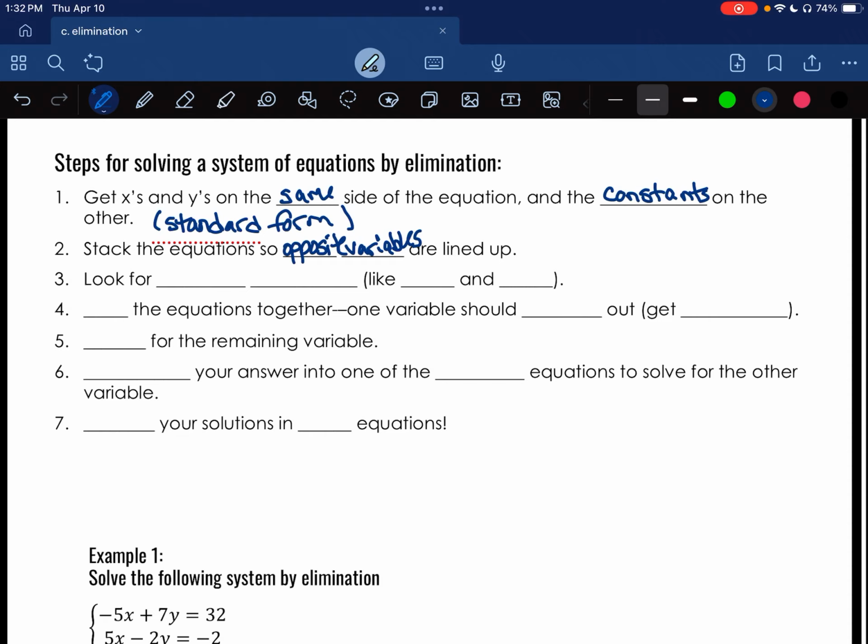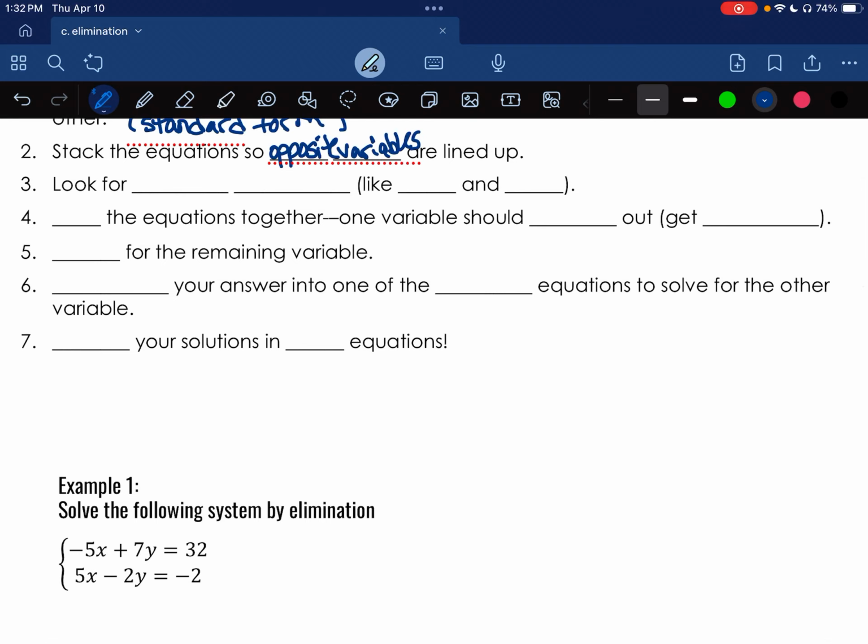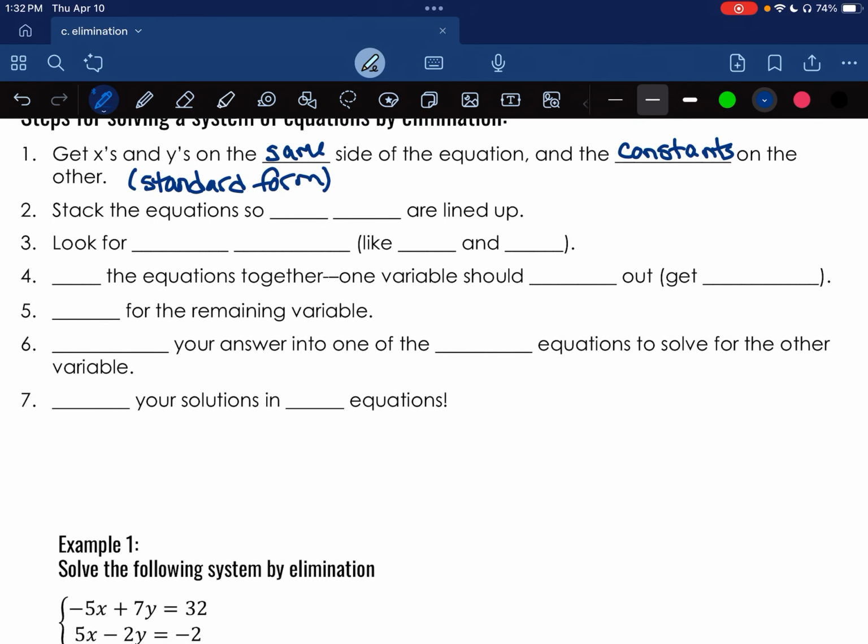I must be writing really big today because it totally fits in my blank in my handwritten copy. Oh well, opposite variables are lined up. Oh my gosh, that's not what it's supposed to say. That's so embarrassing. No wonder it didn't fit. Oh my word. All right, so we're going to stack the equations so that... oh my terms. Oh my word. You know what? I'm just going to keep that in there because we all make mistakes. If I was in front of my real class right now, we'd just be owning it. So, whatever.